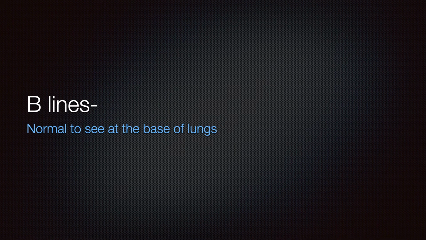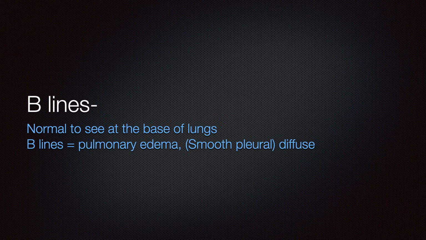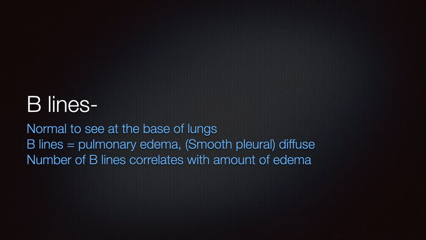Again, just to review, you can normally see these down at the dependent bases of the lung, and they don't always indicate that there's pulmonary edema. But when you do have pulmonary edema, especially cardiogenic pulmonary edema, you'll often see a nice smooth pleural line, okay? And the number of B lines do correlate with the amount of edema. So when patients have more pulmonary edema, you generally get more B lines and more diffuse.